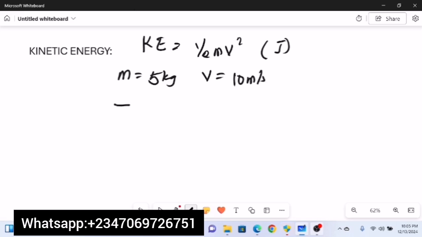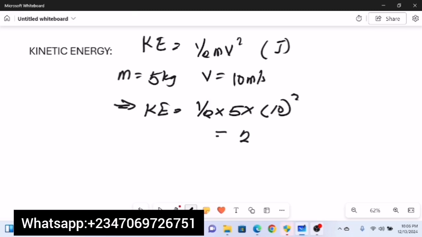So it means that the object has kinetic energy of what? This is going to be 1 over 2 multiplied by the mass of the object, which is 5 kg, multiplied by the velocity of the object, 10 to the power of 2. So if you do all of this together, you're going to find the kinetic energy possessed by the object. And everything here simply gives us 250 joules. So an object of mass 5 kg moving with a speed of 10 meters per second actually has 250 joules of energy in it.